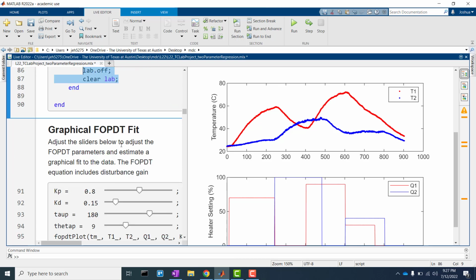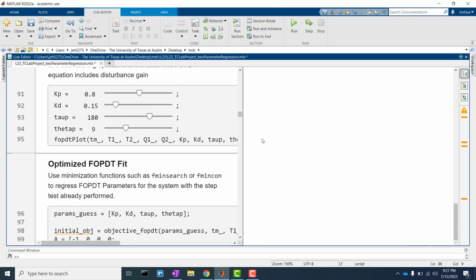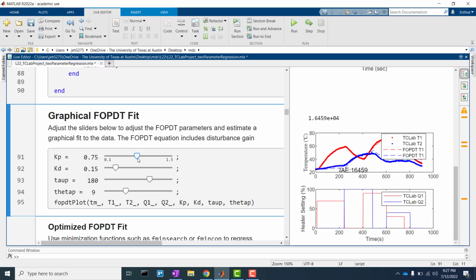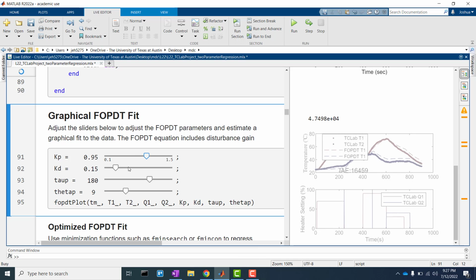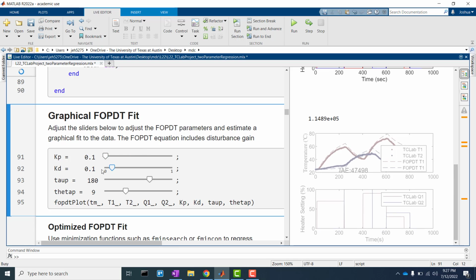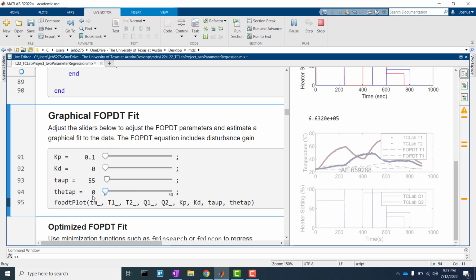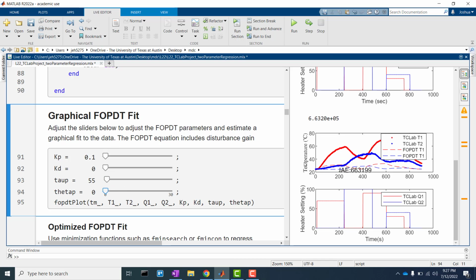So let's go ahead now and look at how we might be able to regress parameters. First, we have an FOPDT where we include the disturbance now. And if we use this FOPDT plot function, we'll be able to look at our functions. It's actually left the sliders pretty close. It looks pretty good, and we'll be able to regress. Actually, let's just go like this. I'm not going to look at all. I'm going to start doing things. So first, you can see that's horrible.